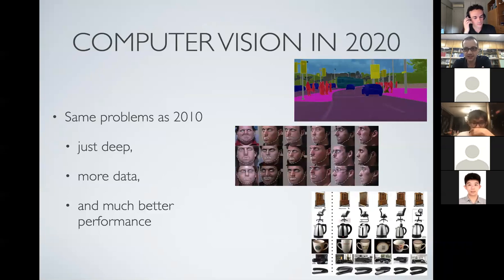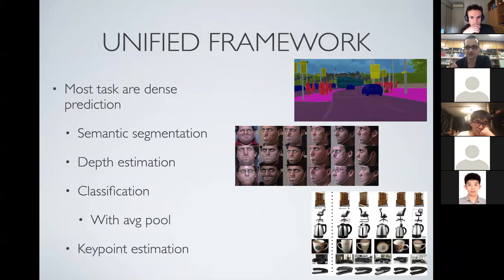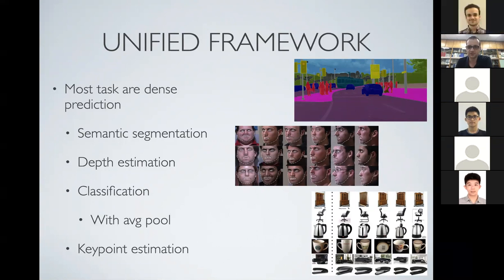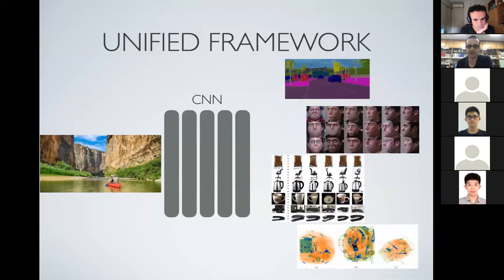Now, the one thing that really has changed compared to 2010 is that we have one framework to solve almost all of our computer vision problems, which is we phrase almost all computer vision problems as dense prediction. And that includes semantic segmentation, depth estimation. I even include classification as an example of dense prediction, where you would just global average pool the output of a dense predictor, and that will give you a classification result for an image. You also have keypoint estimation in there. And it's even more interesting than this. It's not just that we have the same framework, we can have the same networks predict many of these modalities by just changing the output of what we predict.